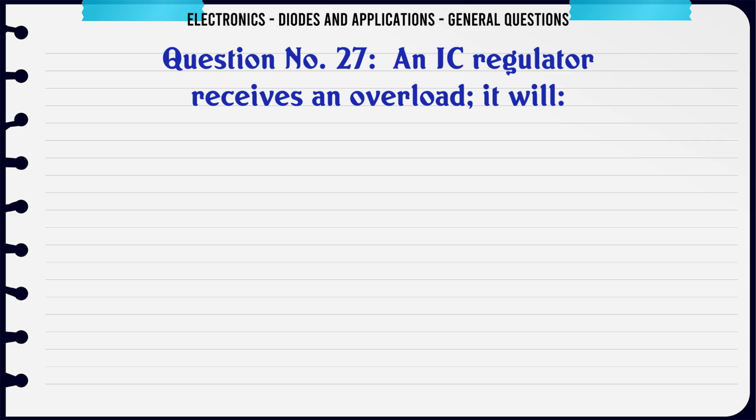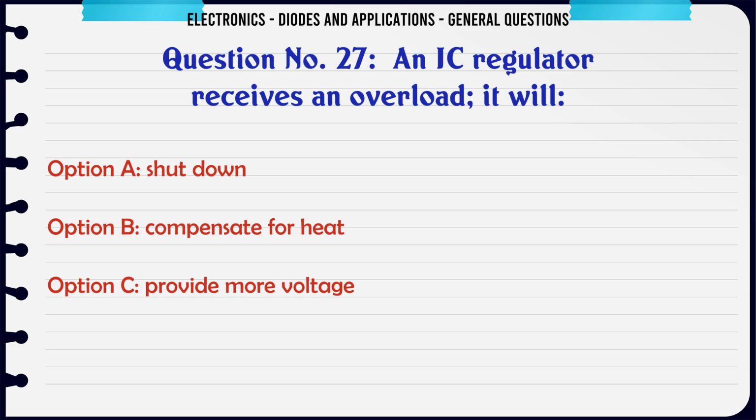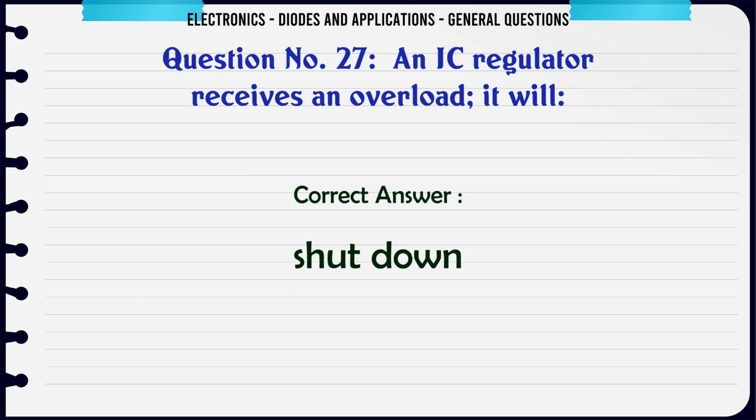If an IC regulator receives an overload, it will: A. Shut down, B. Compensate for heat, C. Provide more voltage, D. Sample and adjust. The correct answer is shut down.